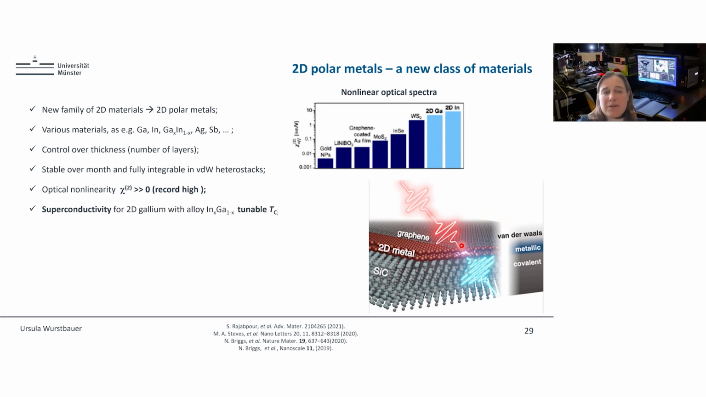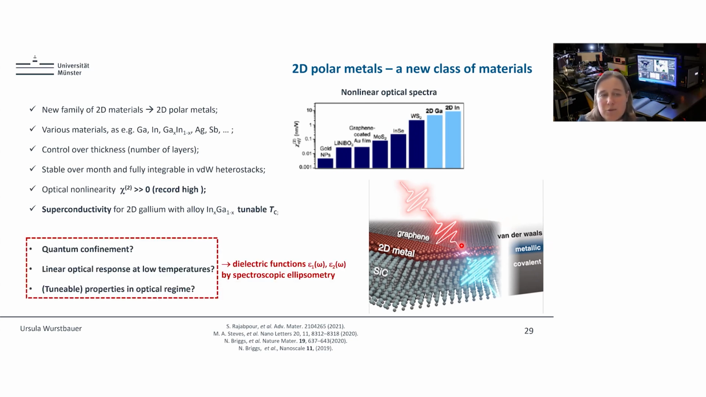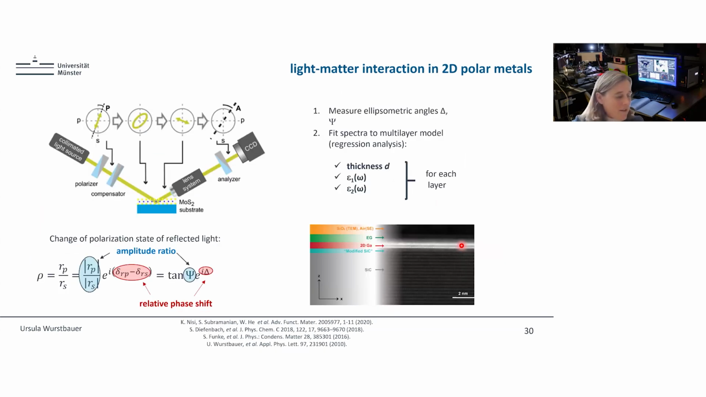And there are many properties we do not yet understand, like the superconductivity, but also what their quantum confinement is. What about the linear optical response at low temperatures? Can we tune the properties and the force? And that's exactly the motivation why we started to do ellipsometry on those materials. I guess the concept is clear how we do it. So we're doing, again, this Jones matrix approach, measuring the amplitude ratio and the relative phase shift.